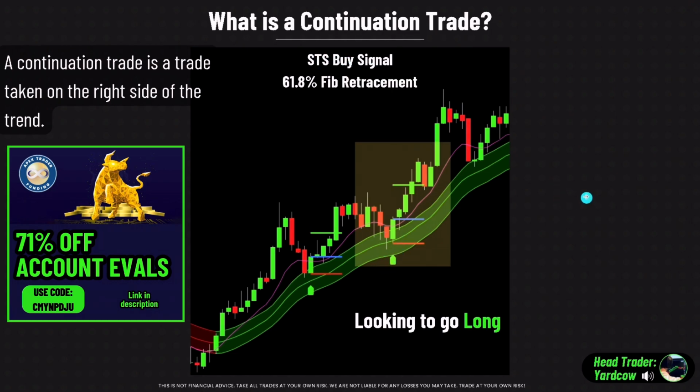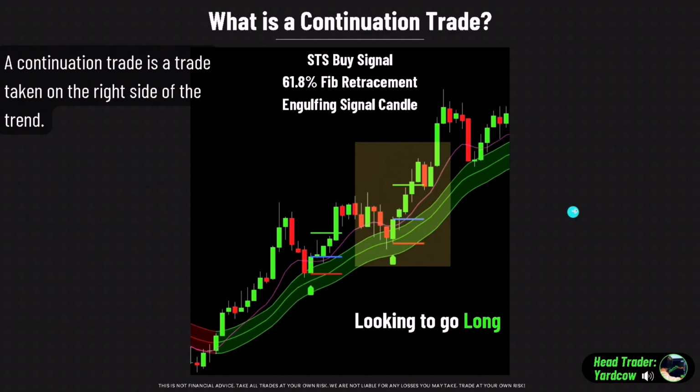And then next we have a 618 retracement. So right here we're pulling back 61.8% from this leg. So that is a nice pullback. Then we also have an engulfing signal candle right here. So this candle is engulfing this previous candle. So this is a nice trade. This is a nice continuation trade with the trend.